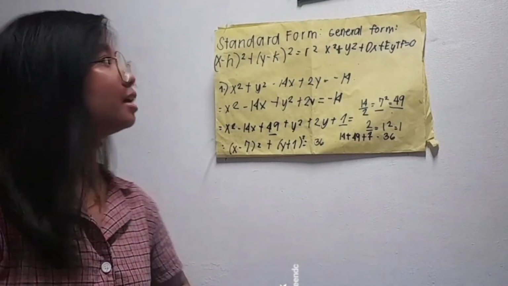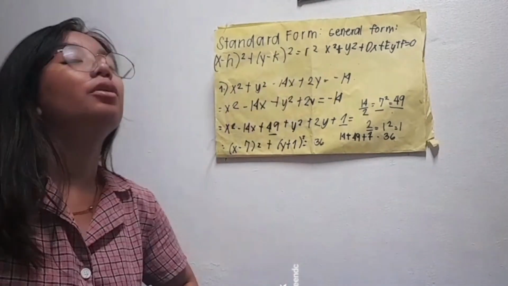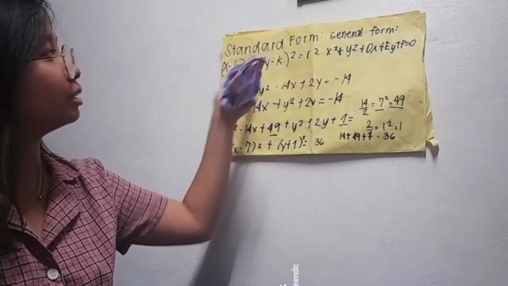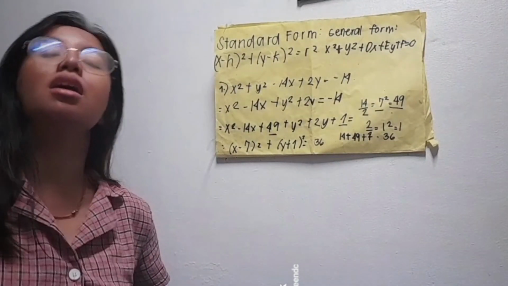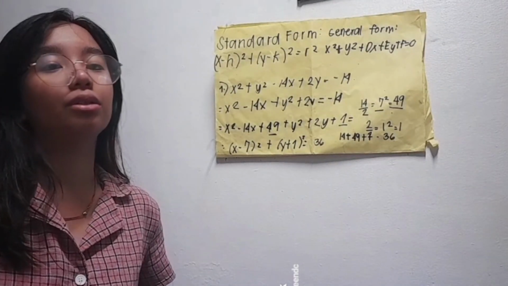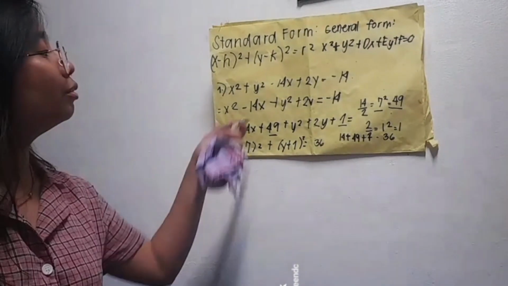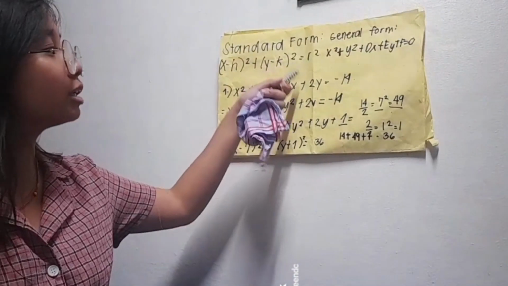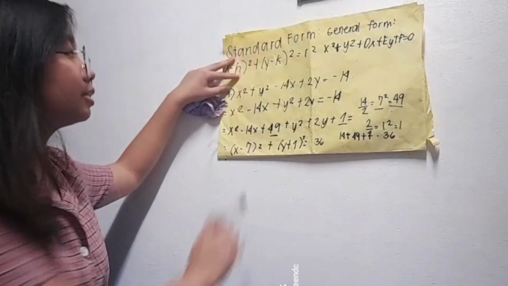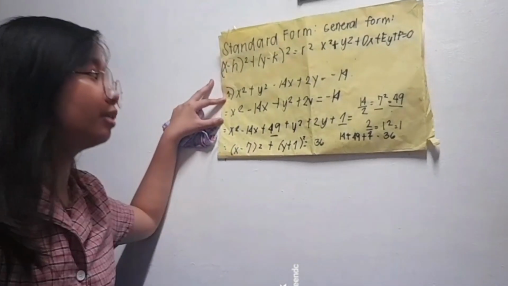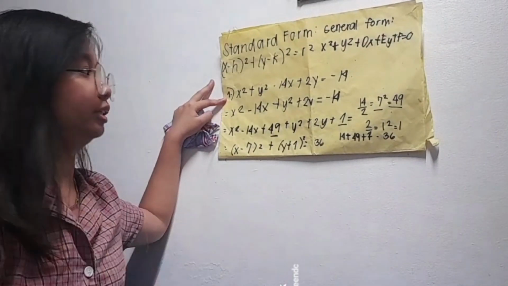Now, after we discuss the standard to general form, we will now discuss the general to standard form. We are given the equation x squared plus y squared minus 14x plus 2y is equal to negative 14. Now, we will regroup the given equation. That is x squared minus 14x plus y squared plus 2y is equal to negative 14.